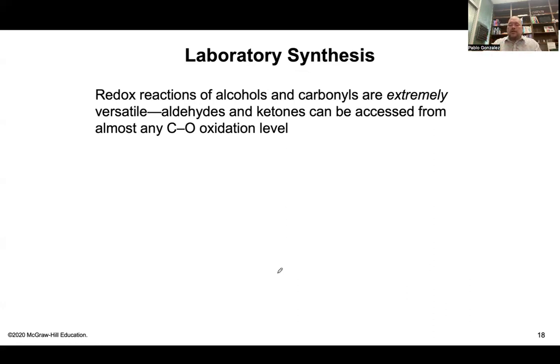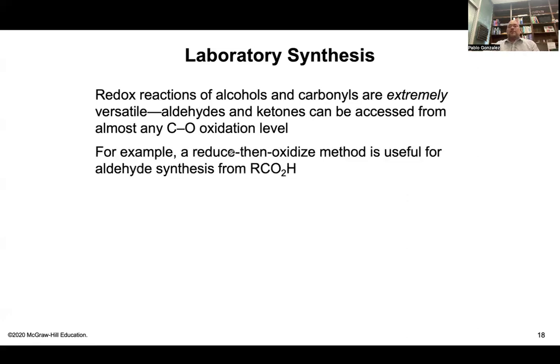So when you want to produce an aldehyde or a ketone from an alcohol, you need oxidative conditions. If you want to go from the ketone or the aldehyde to an alcohol, it's going to be reduction. That's why redox reactions of alcohols and carbonyls are extremely versatile. Aldehydes and ketones can be accessed from almost any carbon-oxygen oxidation level. For example, a reduce-then-oxidize method is useful for aldehyde synthesis from carboxylic acids. From the carboxylic acid, you can reduce it to an alcohol, and then oxidize that alcohol to produce the aldehyde.